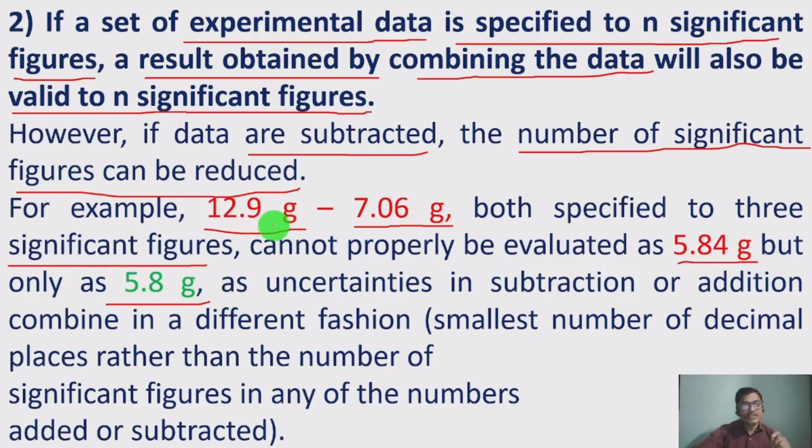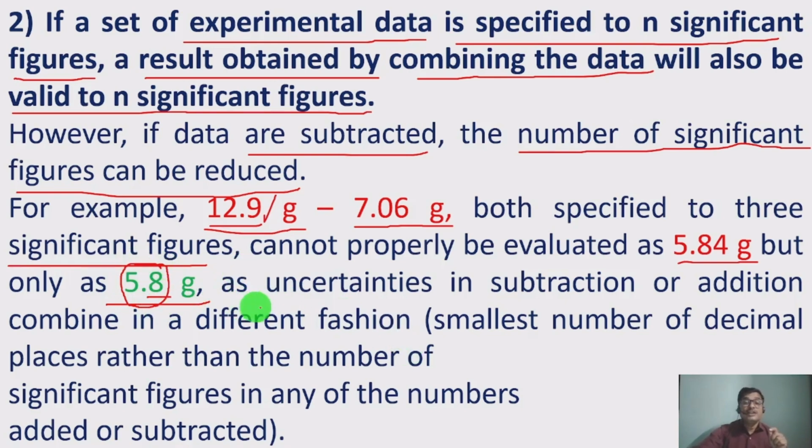In addition and subtraction, the decimal places in the result will be the minimum decimal places in any of the numbers used in the calculation. Here, 12.9 has the minimum, 1 decimal place. Then the result should have only 1 decimal place. That is the result we are going to have from the subtraction rules.